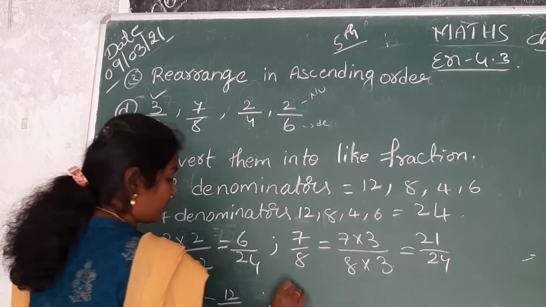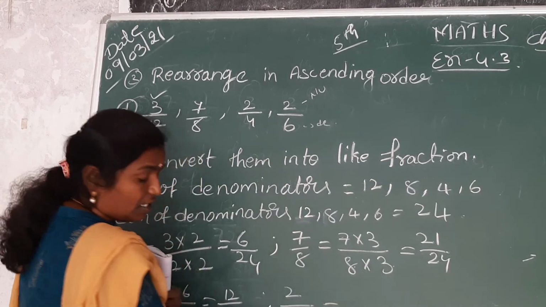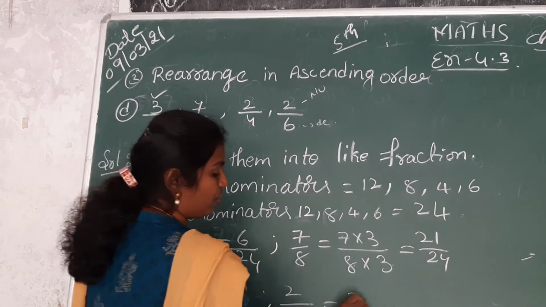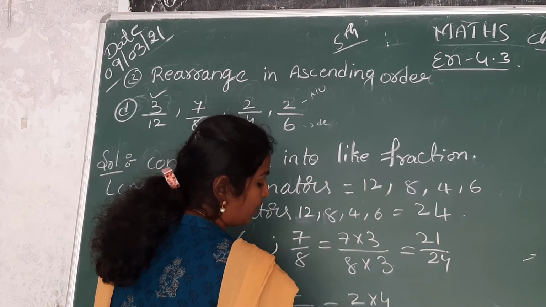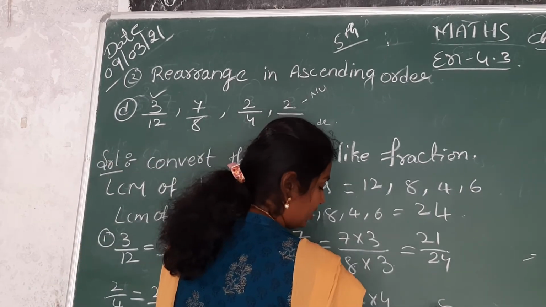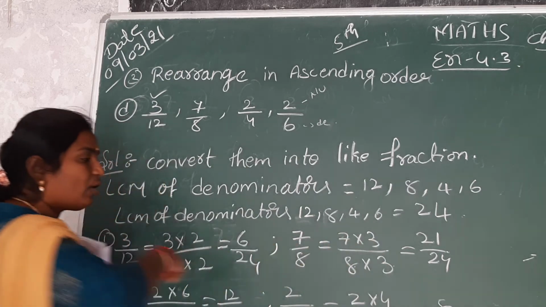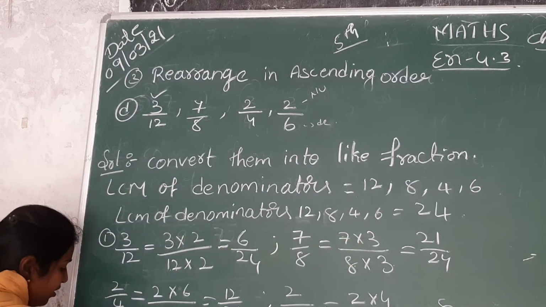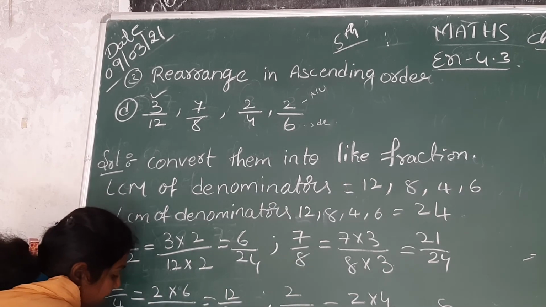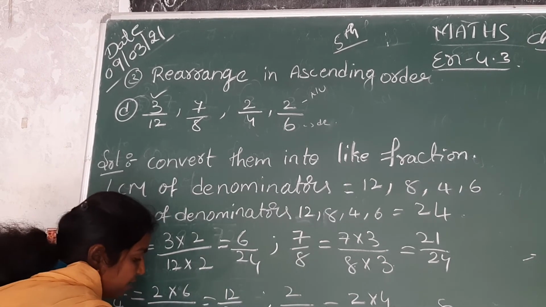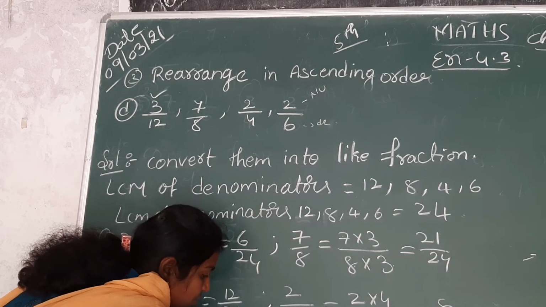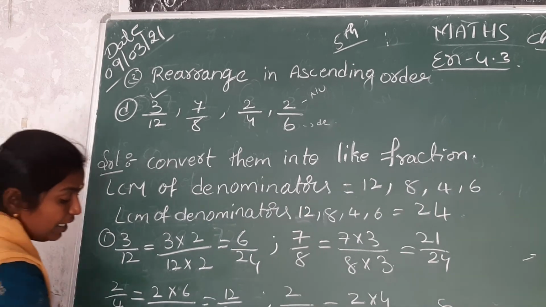Next, the last fraction, 2/6. In the 6 table, when will we get 24? 6 4s are 24. So we multiply numerator and denominator by 4. 2 4s are 8, 6 4s are 24. Now write all the fractions. What did we get? 6/24, 21/24, 12/24, 8/24. Now see here, the denominators are all the same.